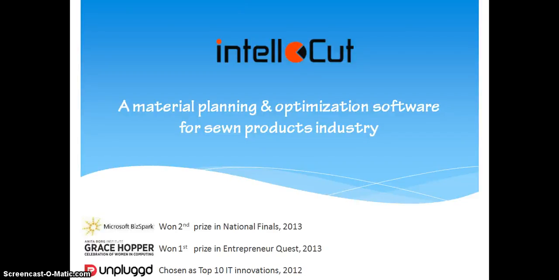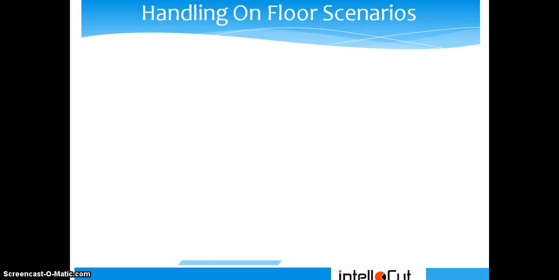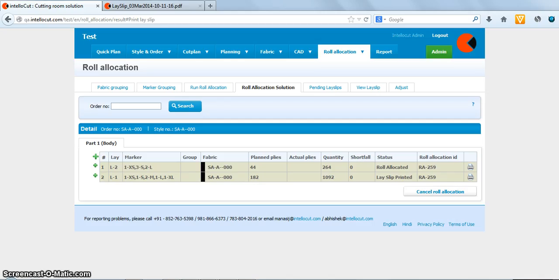Hello and welcome to the product demo of IntelliCut, a material planning and optimization software for the sewn products industry. Let's see how IntelliCut handles the on-floor practicalities very efficiently. So let's go to the software.